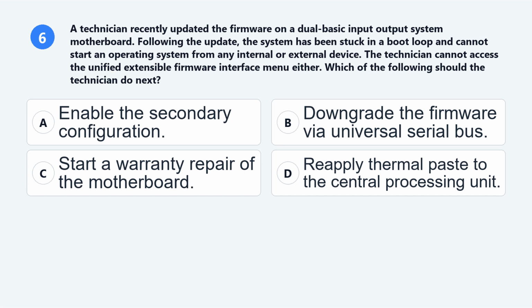Question 6. A technician recently updated the firmware on a dual basic input-output system motherboard. Following the update, the system has been stuck in a boot loop and cannot start an operating system from any internal or external device. The technician cannot access the unified extensible firmware interface menu either. Which of the following should the technician do next? Option A. Enable the secondary configuration. Option B. Downgrade the firmware via universal serial bus. Option C. Start a warranty repair of the motherboard. Option D. Reapply thermal paste to the central processing unit.